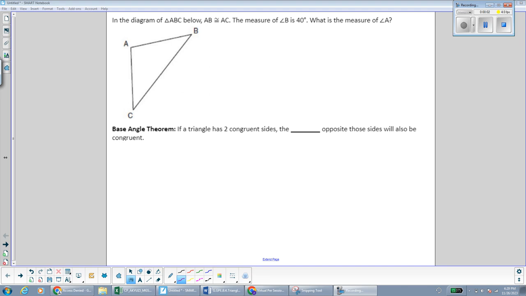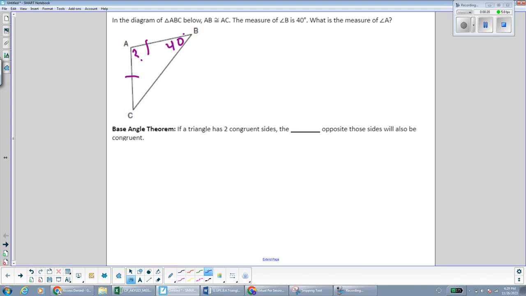In the triangle in the diagram, AB is congruent to AC. And we're told that the measurement of angle B is 40 degrees. We're looking for the measurement of angle A. Pause the video and see if you can find the measurement of angle A.